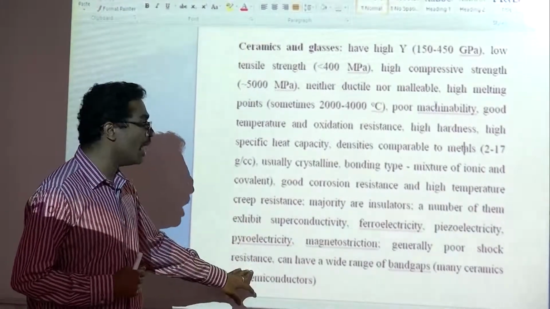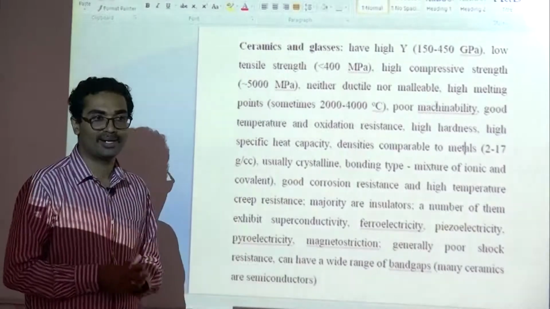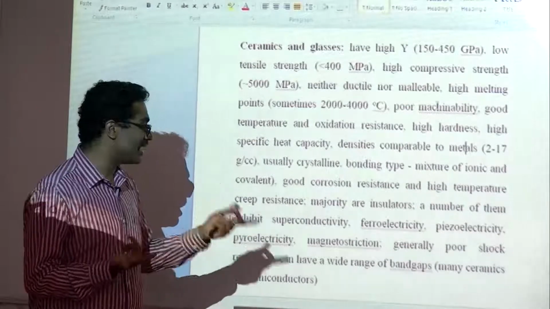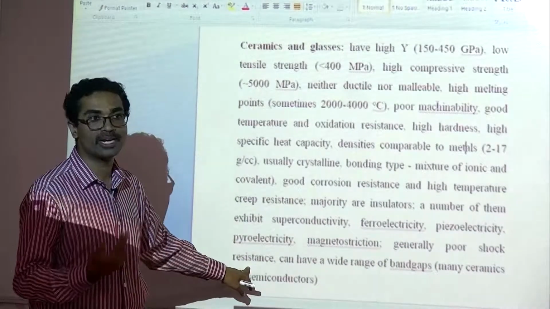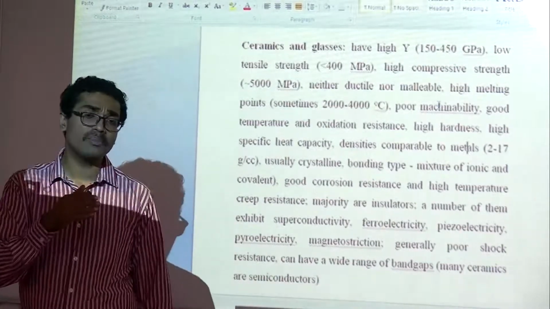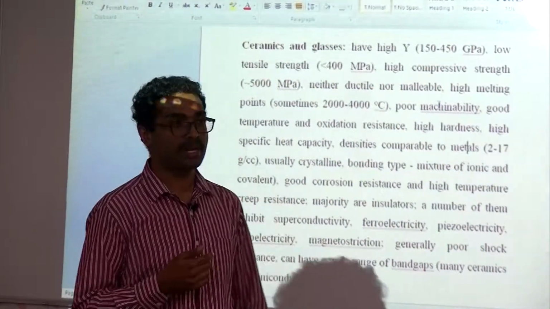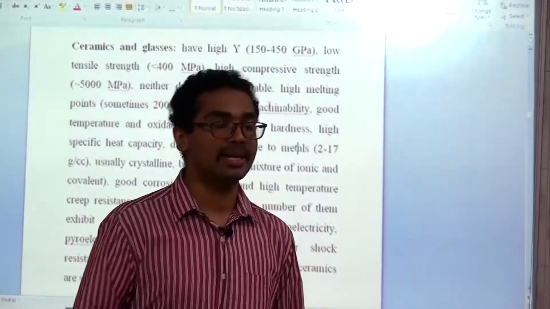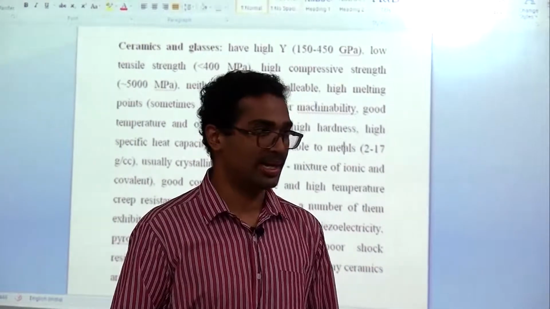However, they do have poor shock resistance. They actually come apart. If there is an impact of a car, the window shatters, and that is actually evidence of the fact that they have poor shock and impact resistance, and they can have a wide range of band gaps. Some of them in fact surprisingly are conducting. Some nitrides, for example, are known to be conducting. Certain sulfides are conducting, but many oxides are non-conducting.